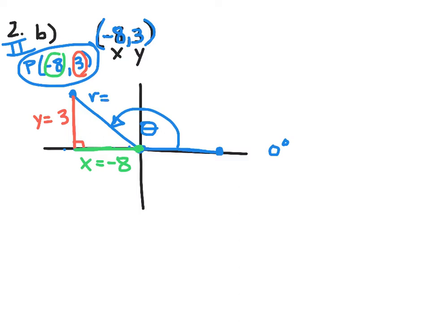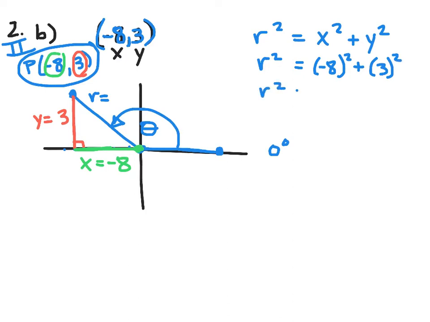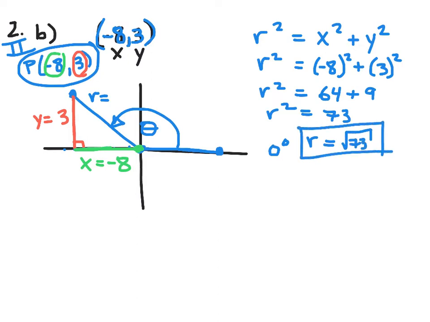We could figure out r because we know from the Pythagorean theorem or from the equation of a circle, r squared is equal to x squared plus y squared. And so if I plug in my appropriate values here, I know that x is -8, so I have -8 squared plus y is 3 squared. I end up with r squared is equal to 64 plus 9. And so r squared is equal to 73, and so r is equal to the square root of 73, because I take the square root of both sides here.